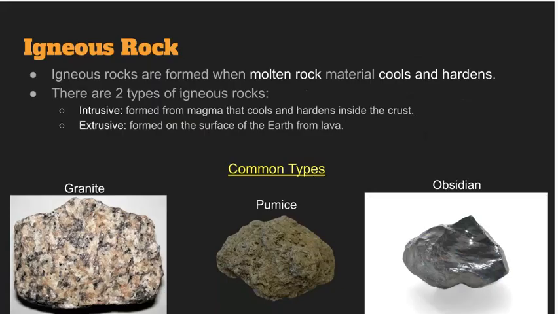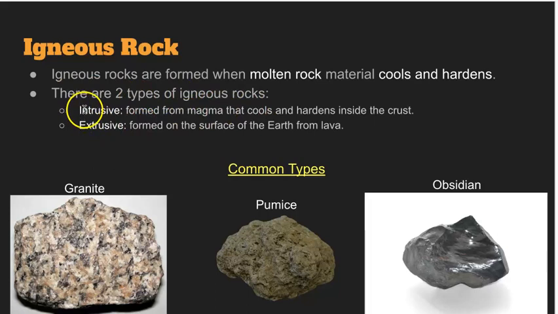All right, let's look at igneous rock. Igneous rock is our first rock type that we're going to talk about. This is when we start out with some sort of molten or melted rock material. This is probably magma in the mantle section of the Earth's layers, and it either cools and hardens on the surface of the Earth, or it cools and hardens inside the surface of the Earth.